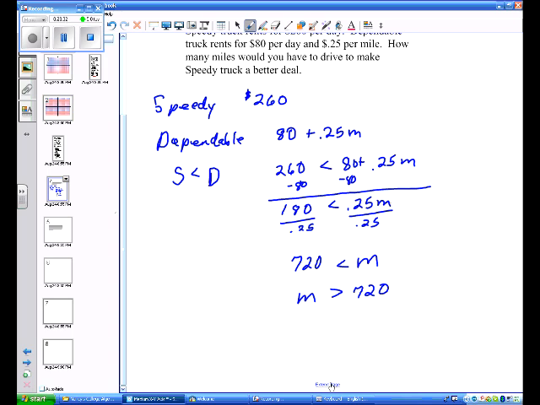And there's a lot of things out there that you end up having to compare to decide. We're inundated with different phone companies and different electric companies where you're having to decide, well, which one do you need to do? So you have to set up and see, well, when will one be less? And is that how much I'm going to use? If I'm not going to be driving 720 miles, then I don't want to rent Speedy Truck. As long as I'm driving less than that, I want to rent Dependable Truck.